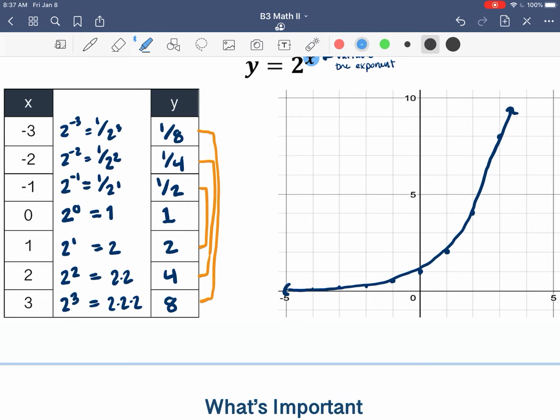Still not my best. I don't know. I'm not drawing graphs well today. We all have our days, right?